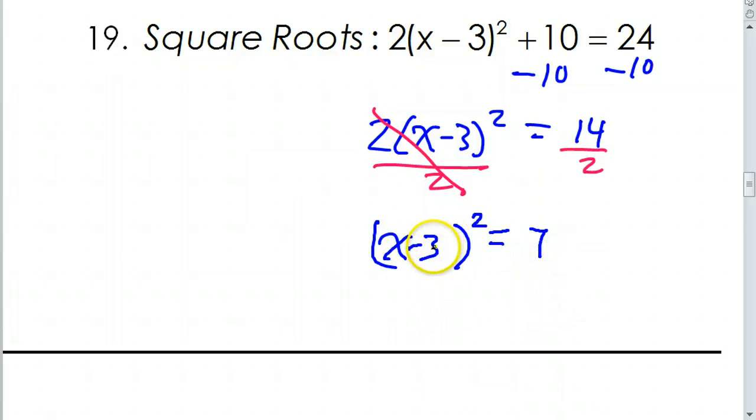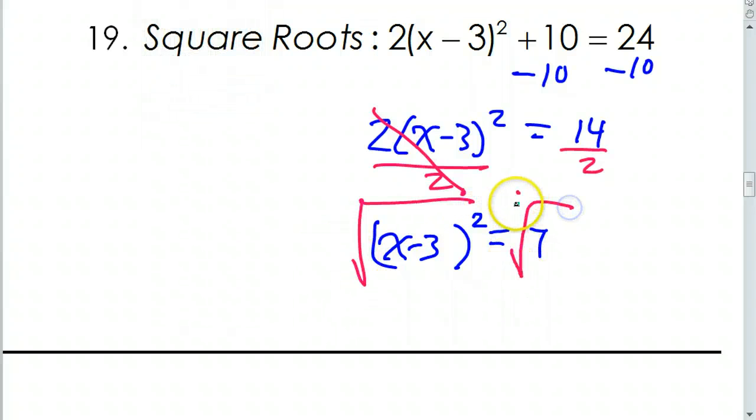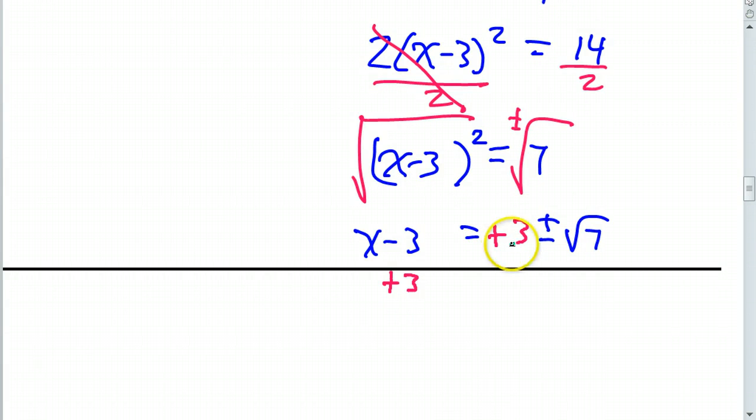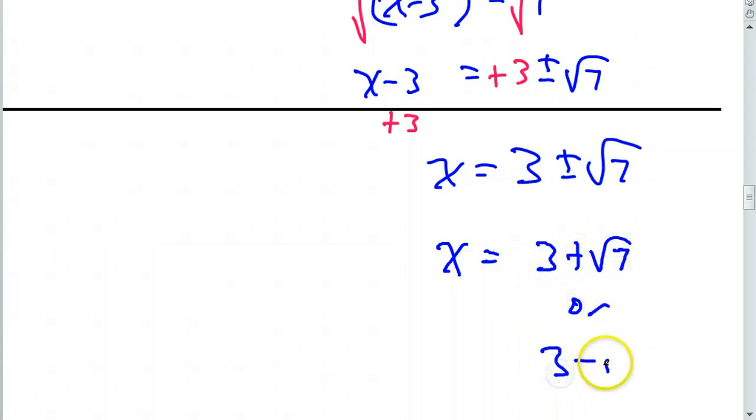Now, what would I do if this was a q? I would take the square root of both sides, right? Square root, square root. Don't forget your plus or minus. So that's going to give me x minus 3 equals plus or minus radical 7. But now I have to do one extra step. I have to add 3 to both sides. So I'm going to do plus 3 and put my 3 in the front. Okay, so that's going to give me x equals 3 plus or minus radical 7. Please write this separately as 3 plus radical 7 or 3 minus radical 7.